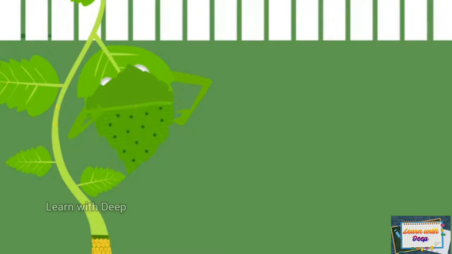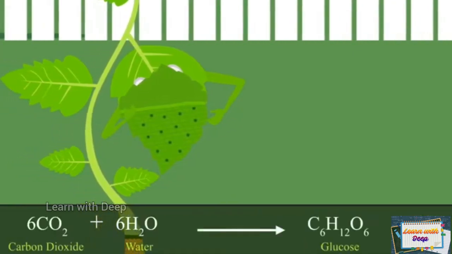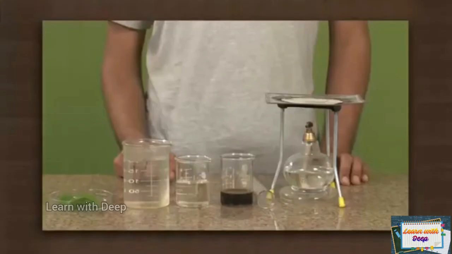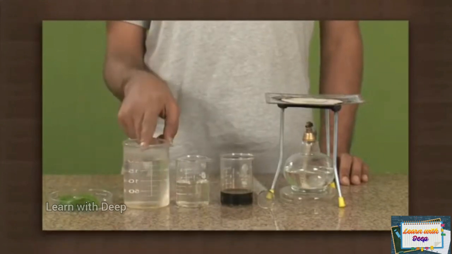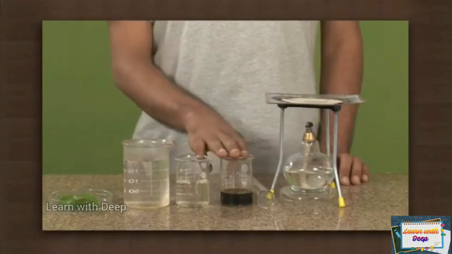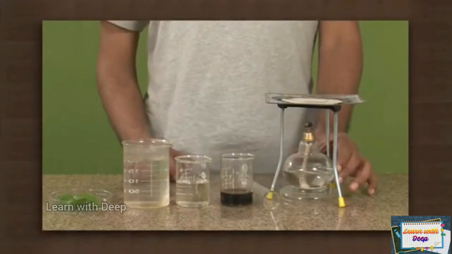So, photosynthesis is the process in which plants prepare their own food with the help of carbon dioxide, water, chlorophyll and sunlight. Test for starch in plants. Children, for this test, we need some materials: a green leaf, hot water in a beaker, alcohol, iodine solution, test tube, spirit lamp, tripod stand and petri dish.